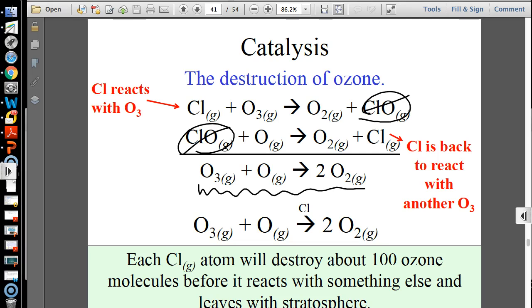Now, if you see something at the beginning, excuse me while I draw a Cadillac. You know what? And it's at the end. That's a catalyst. Like a little Cadillac. Whatever. Now, go with me, y'all. If this is the overall reaction, okay, I'm going to draw the reaction here. The overall reaction is this.